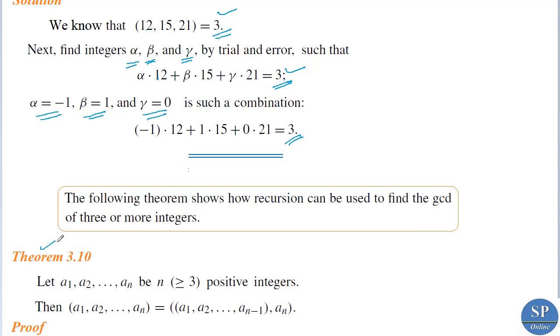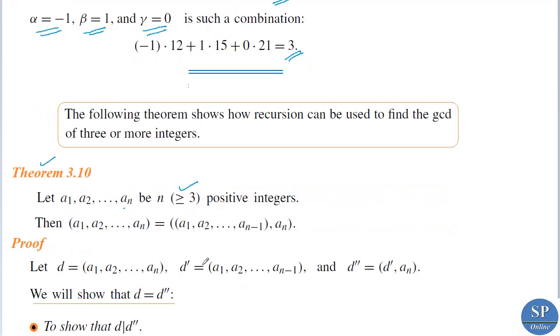Next, recursion can be used to find the GCD of 3 or more integers. This theorem shows how recursion can be used to find the GCD of 3 or more integers. Theorem 3.10: let a1, a2, etc. an be n positive integers when n is greater than or equal to 3. Then the GCD of a1, a2, etc. an is equal to the GCD of the GCD of a1, a2, etc. an minus 1, comma an.